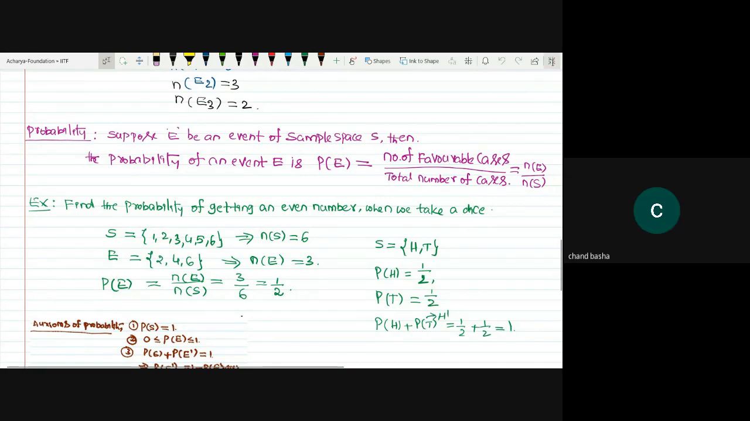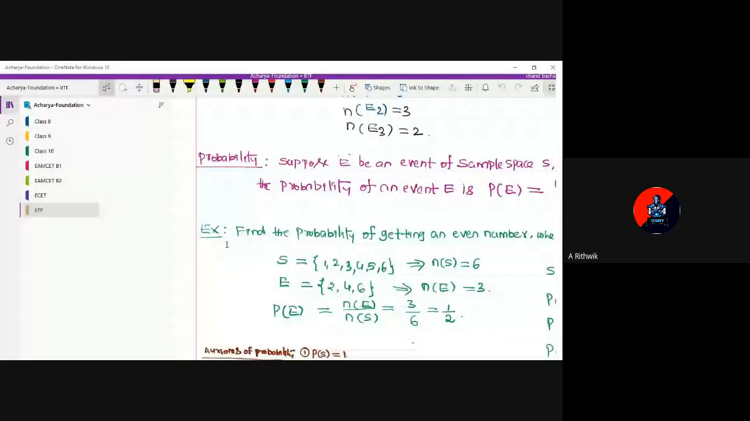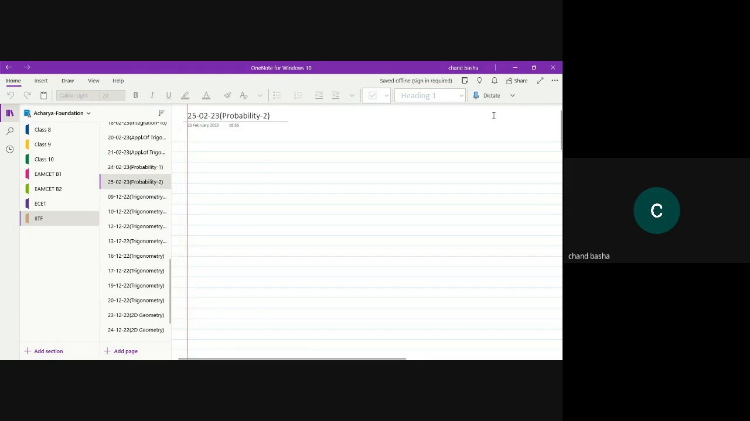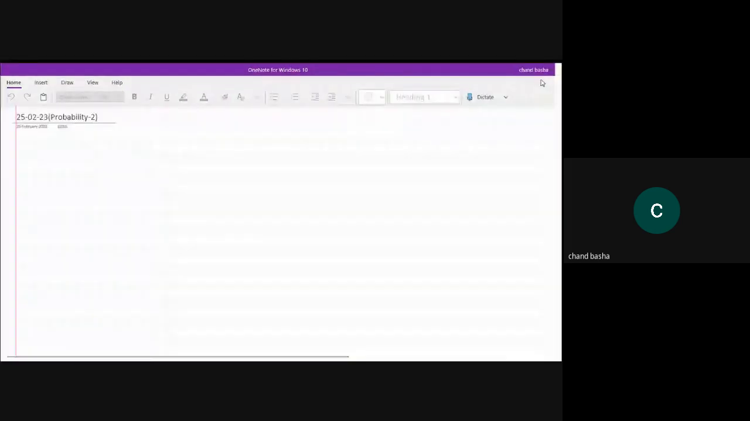Sir, that means E is representing the favorable outcomes. E is an event. Event means something less than or equal to the sample space. Suppose you are doing one experiment, say tossing a coin, and we are required to find the probability of getting a head. Getting a head is nothing but E. Tossing a coin is the sample space. Tossing a coin will give 2 outcomes, and getting a head will give only 1 outcome.